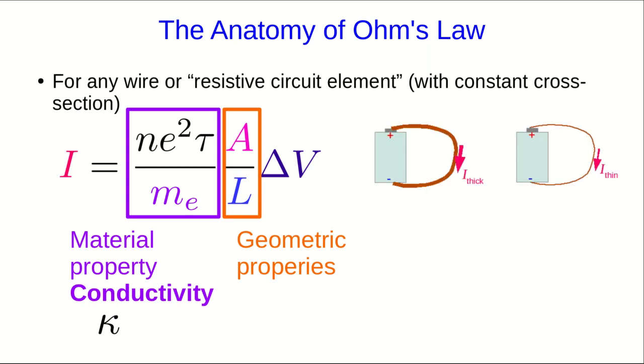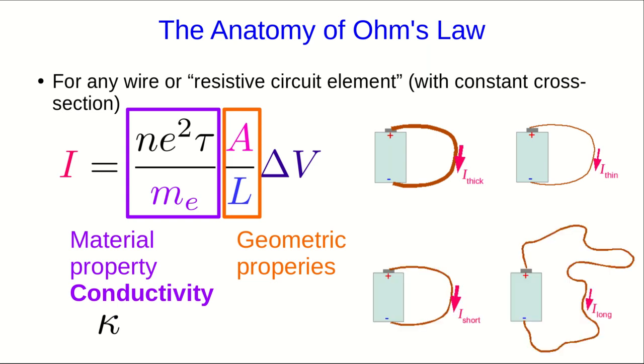So if we take a given battery, and we're going to keep the same battery, so the voltage is being held fixed, and we replace a thick wire with a thinner wire, then we expect that the thinner wire ought to carry less current. And indeed, Ohm's law shows us that, because the current is proportional to the cross-sectional area of the wire, so a thinner wire will carry less current. Also, if we replace a short wire with a longer wire, we again expect and observe that the current should decrease. And again, Ohm's law shows that, because it shows that the current is inversely proportional to the length of the circuit element.